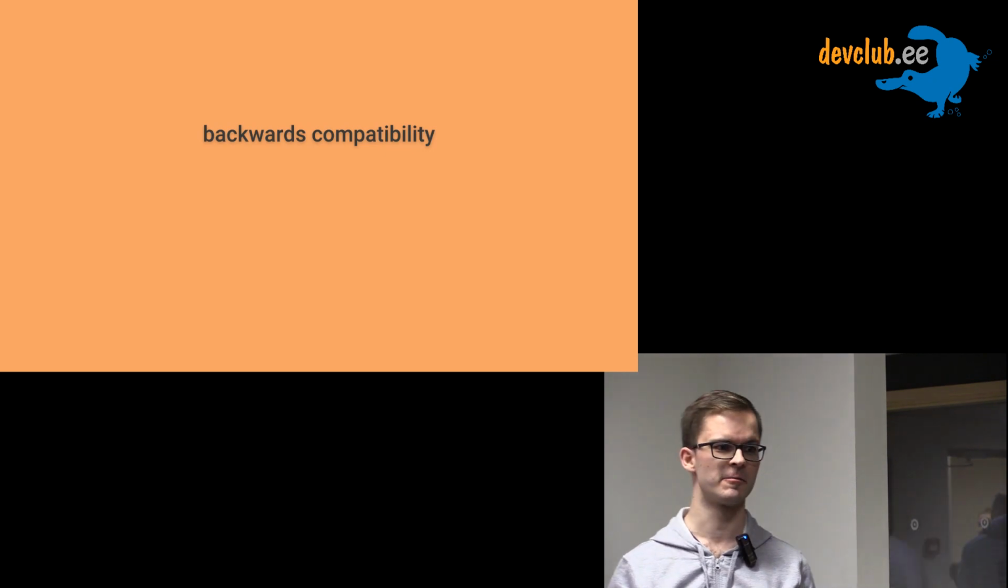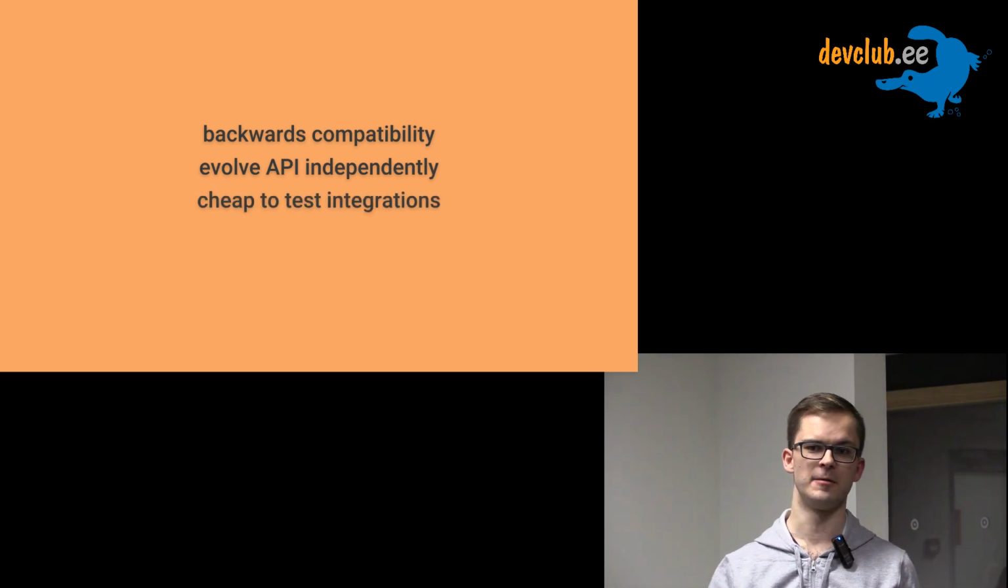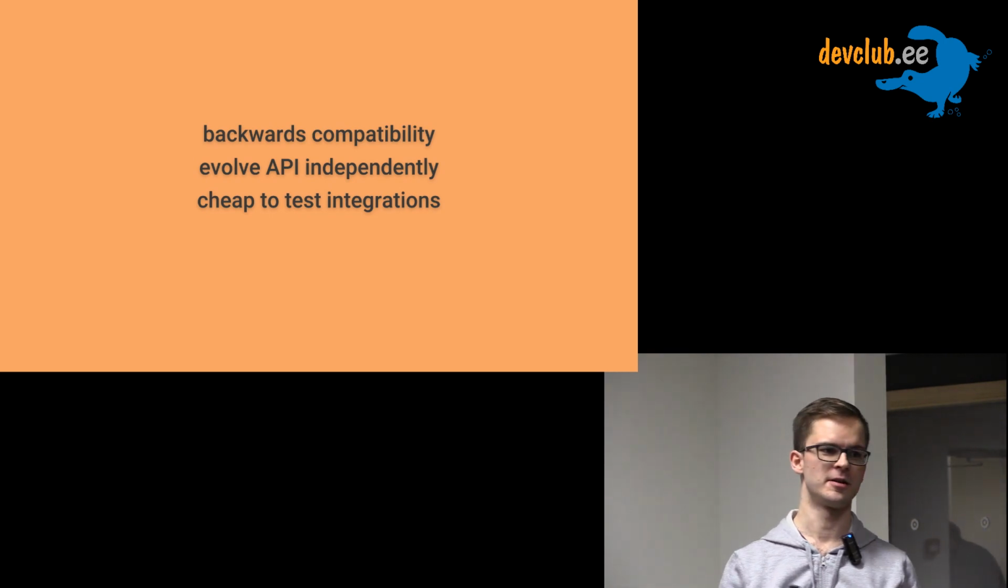So to sum it up, this approach with Pact forces you to think about backwards compatible changes and how to do them, and it will notify you whether you actually broke backwards compatibility. It lets you evolve your API independently. You can probably get away with not even versioning your API, and it helps you easily test the interactions or integration points in your architecture.